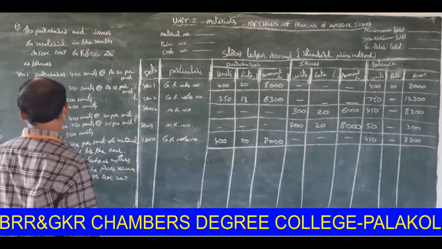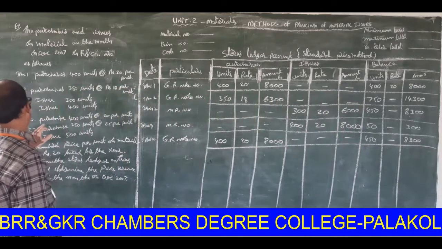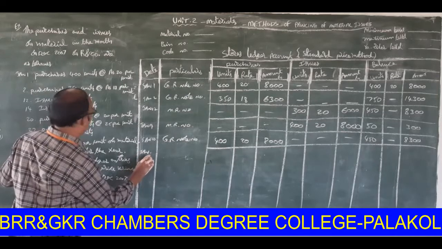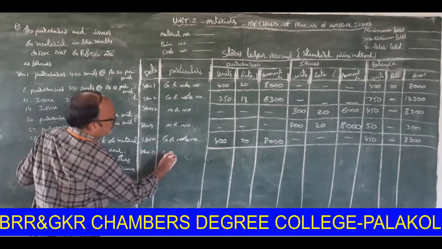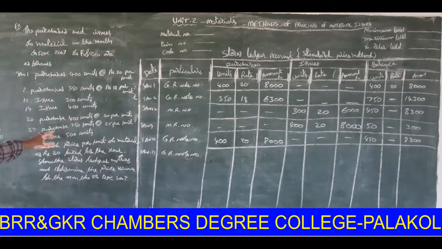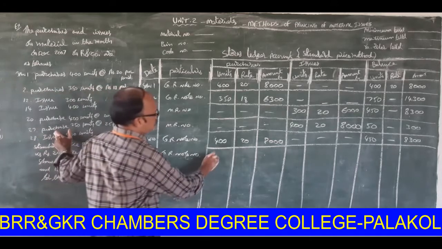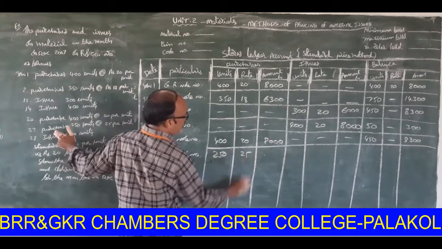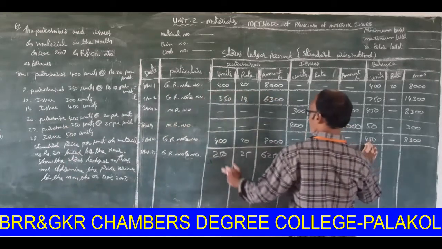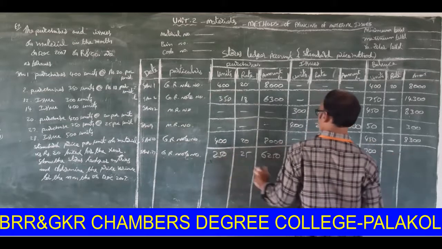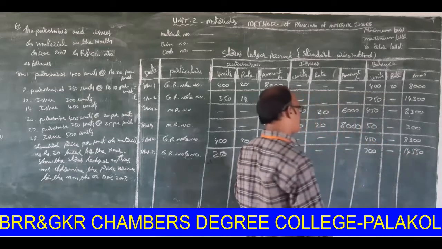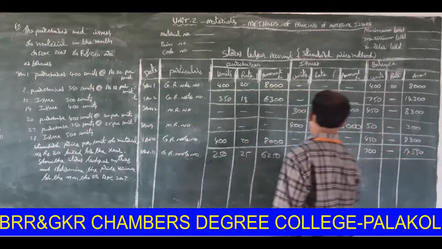Next one. Purchases 250 units. January 27, purchases, goods received note number. How many units purchased here? 250 units at the rate of 25. So 6,250. 450 plus 250, 700. 6,250. 8,300 plus 6,250, 14,550.